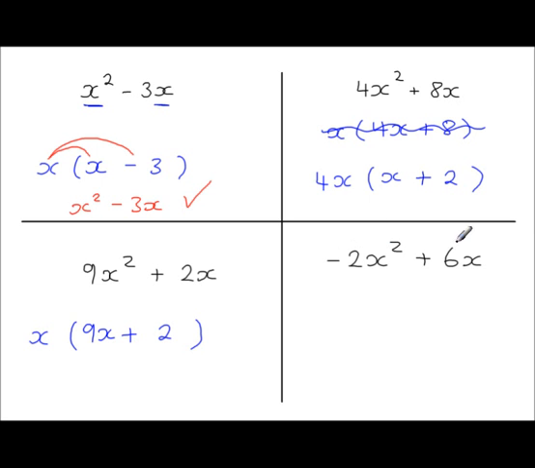In this example, I'm going to take minus 2x out. So minus 2x times x will give me minus 2x squared. Now I need to be careful with the sign here because that's negative, that's positive. So this times something negative here, a minus times a minus will give me a plus. So this has to be negative. So 2 times 3 will give 6. So minus 2x times minus 3 will give plus 6x.